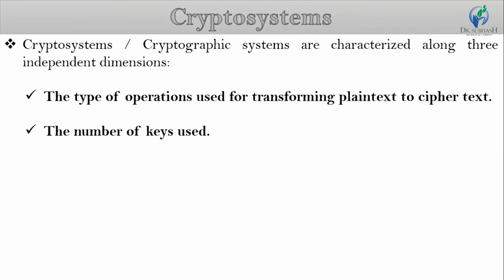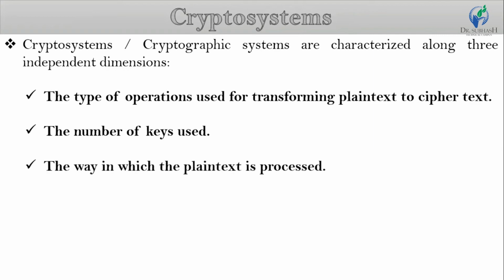Now, the next one is the way in which the plain text is processed. A block cipher processes the input one block of elements at a time, producing an output block for each input block. And the next one is a stream cipher, which processes the input elements continuously, producing output one element at a time as it goes along.